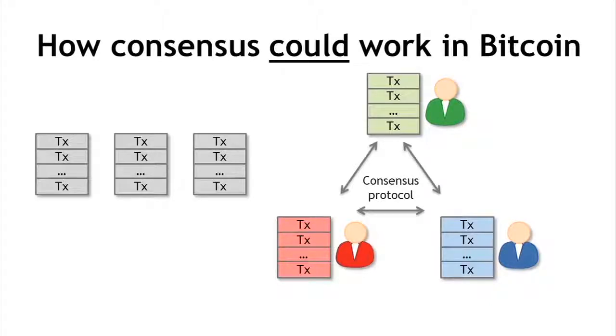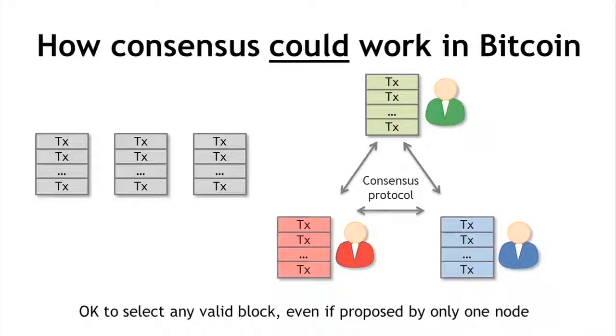And for the consensus protocol to succeed, you can select any valid block, even if it's a block that was proposed by only one node. And for a block to be valid, all of these transactions have to have the right crypto signatures and so on. So you could select any of these valid blocks and the consensus protocol would still be okay. If some transaction somehow didn't make it into this particular block that gets chosen as the result of a consensus protocol, it could just wait and get into the next block.